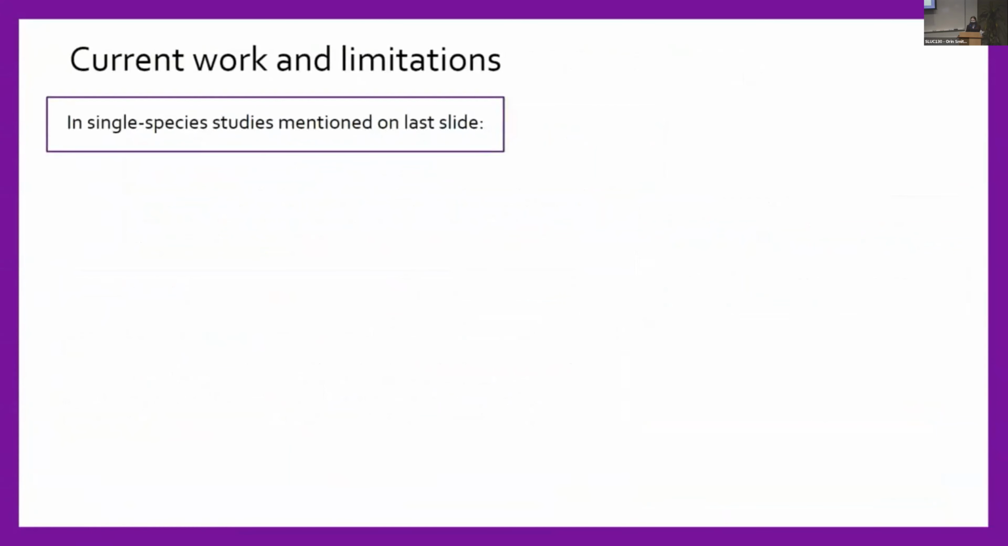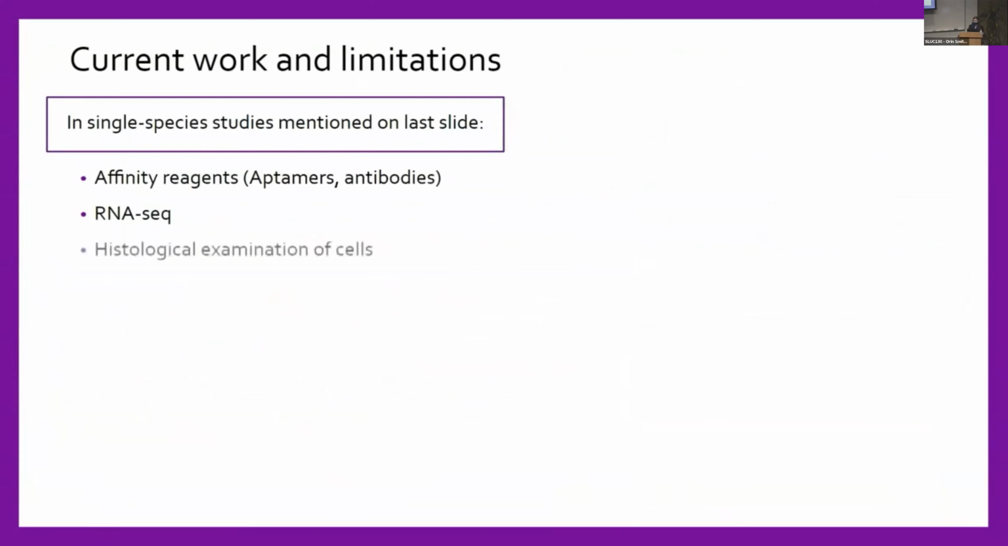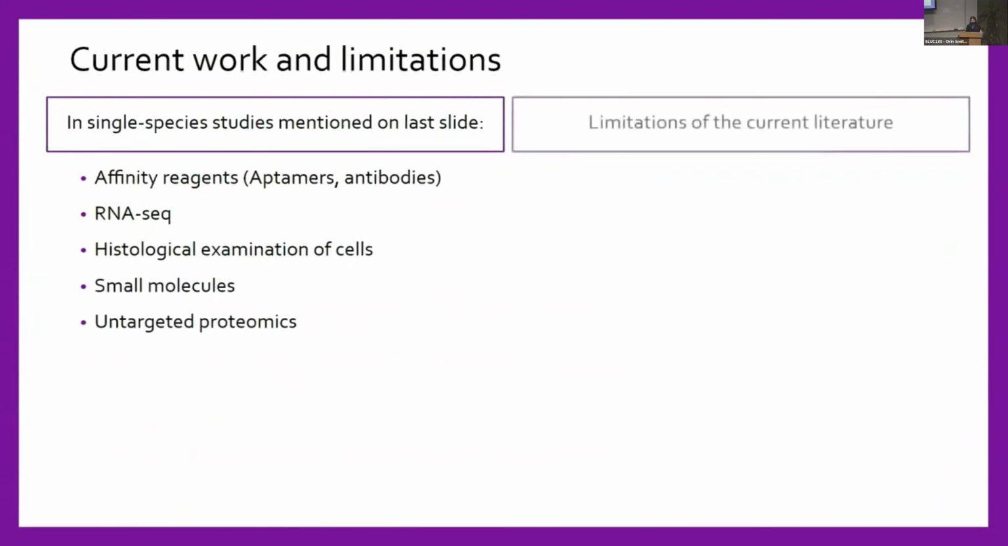And so the current work that I just showed you, done in humans, was done with a variety of approaches. So affinity reagents, here I'm just using this term to refer to aptamer platforms or antibodies, RNA-seq, histology of the cells in the blood, looking at small molecules, and using untargeted proteomics. But there's some really important limitations to these approaches that have been used so far.